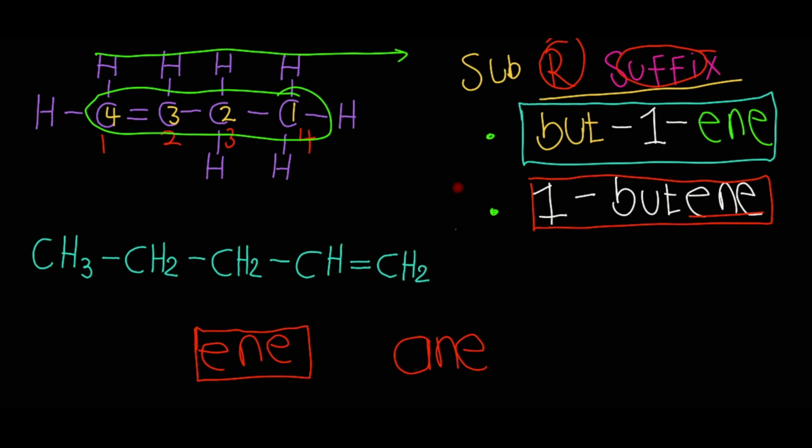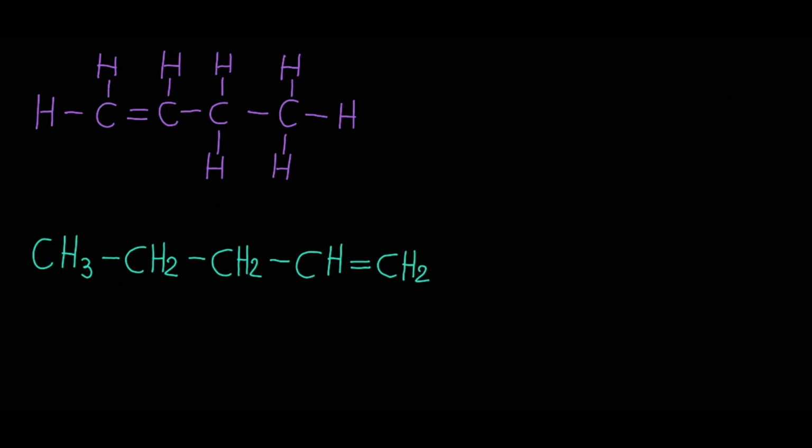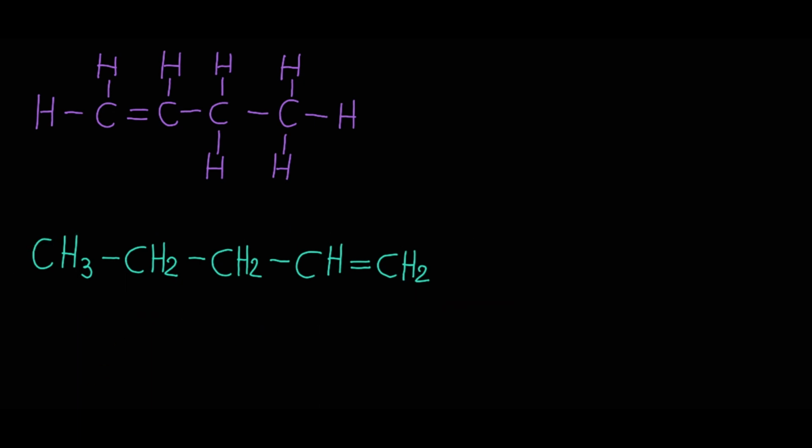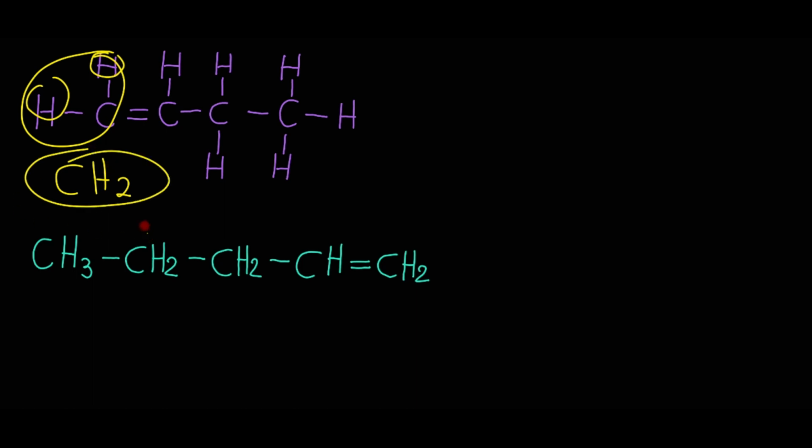So this is our name, and now let's look at this one. If you look at this one, you can see that they gave it to us in the form of a condensed structure. We discussed the condensed form in the previous video. They gave it in condensed form, because this CH can be written as CH2, because it has 2 hydrogens. So I will have written it in the form of a condensed, but it's all the same thing. So we will do the same thing.